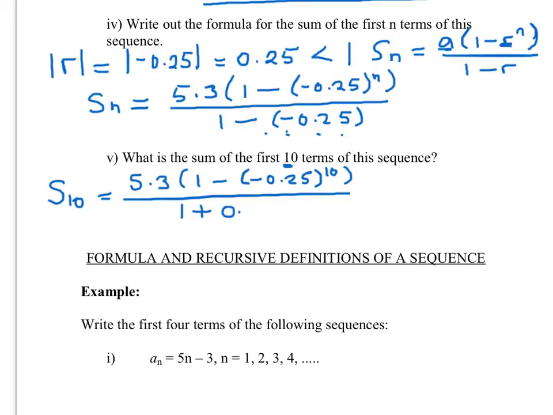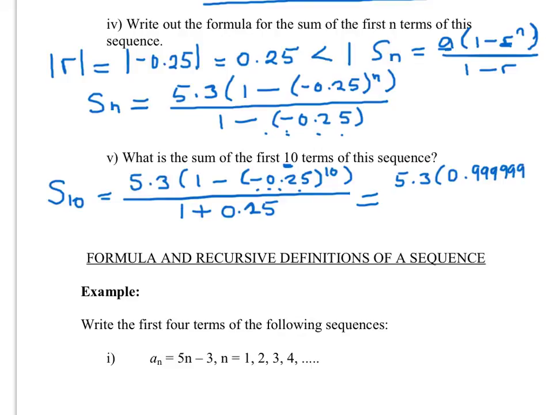1 plus 0.25. Now here again, I have to take out my calculator and I have to work out minus 0.25 to the power of 10 as a number. Then I'll subtract it from 1. It's going to be a very small number, so when I subtract it from 1, I'm going to get a value very close to 1. So I'm going to get 5.3 multiplied by 0. And the number of 9s is going to be 6: 1, 2, 3, 4, 5, 6.